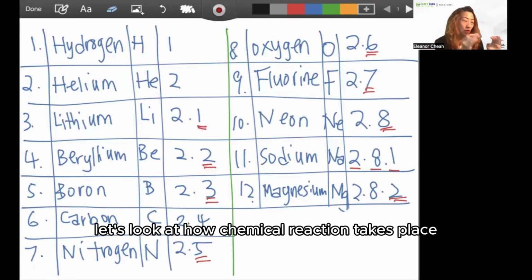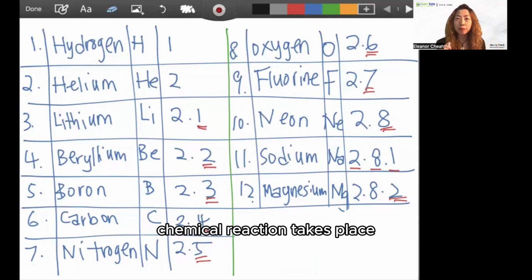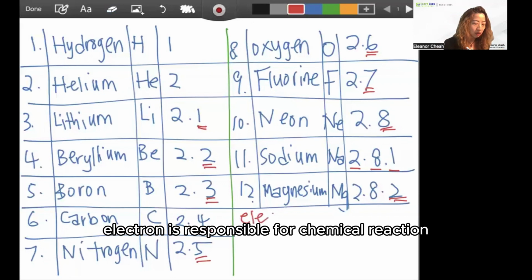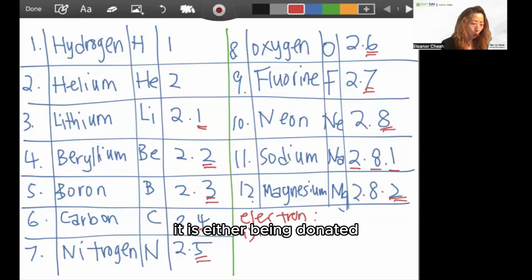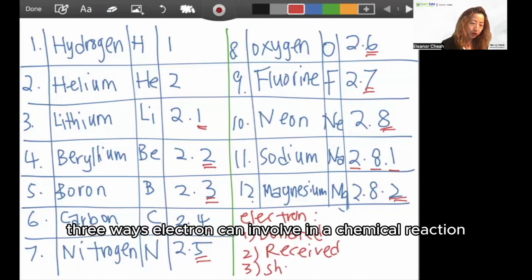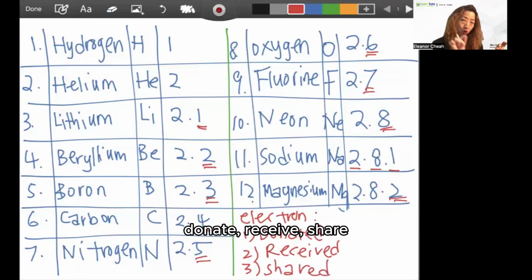Let's look at how chemical reaction takes place. In a chemical reaction, the only subatomic particle involved is the electron. So the electron is responsible for chemical reaction. It is either being donated, or received, or shared. So there are 3 ways an electron can be involved in a chemical reaction: donate, receive, share.